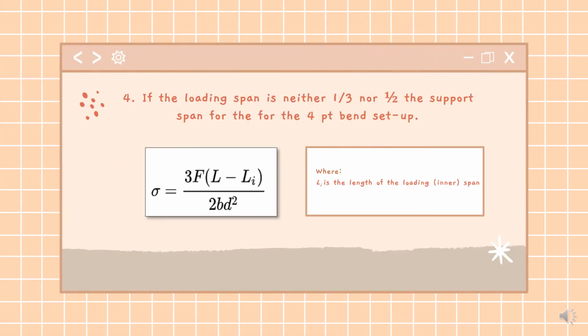Next, if the loading span is neither 1/3 nor 1/2 the support span for the 4-point bending setup, equation 4 will be used. Sigma equals 3F(L minus L sub i) divided by 2BD squared, where L sub i is the length of the loading or inner span.